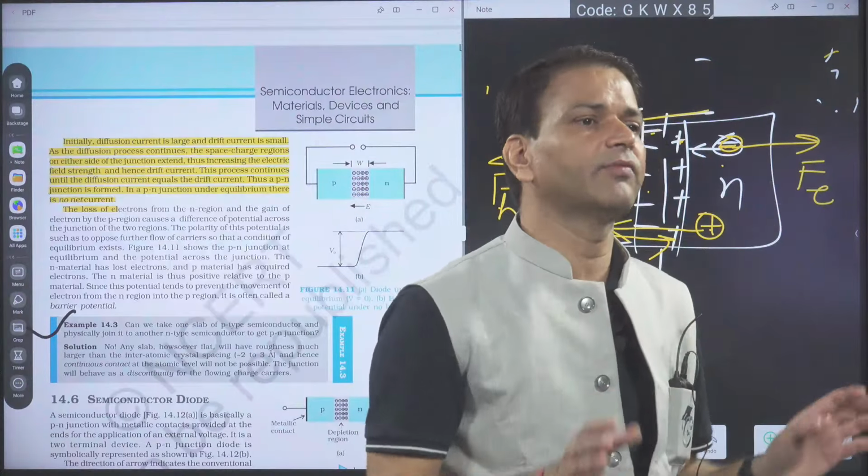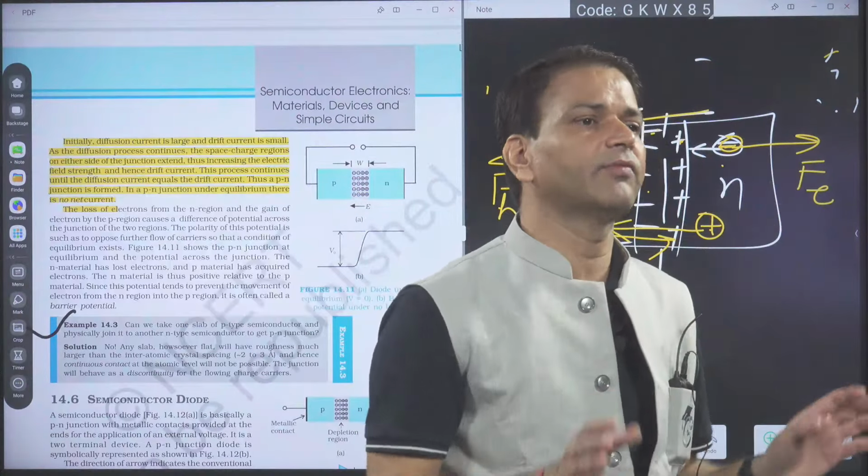Due to this external field, holes will go this side, electrons will go this side. Holes are going from P to N, electrons are going from N to P. So what is the direction of current? P to N. In forward biasing, current flows due to the majority charge carriers, and the order of the current is milliampere. That's why the resistance of the diode is very small. An ideal diode in forward bias has resistance 0. All these points you have to remember.